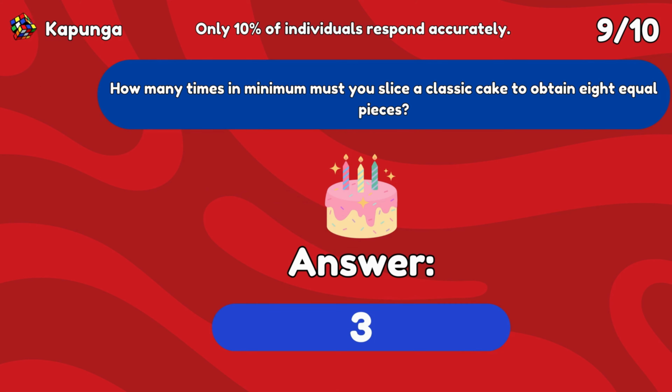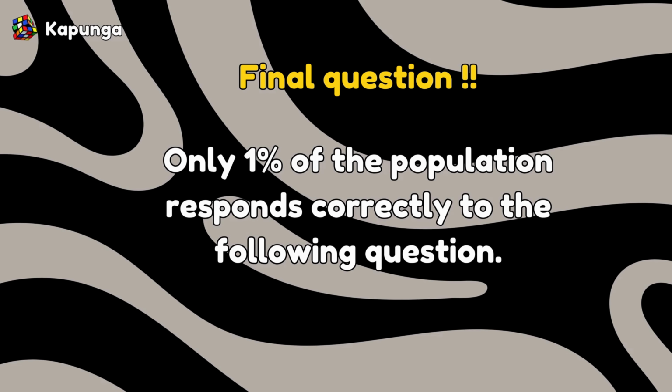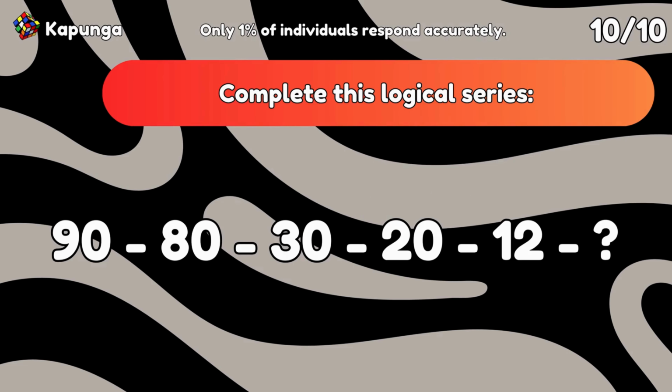The answer is 3. Twice in the traditional manner to achieve 4 equal sections. Once on the slice along its full length to create 8 equal sections with minimal effort. Final question. Only 1% of the population responds correctly to the following question. Complete this logical series.